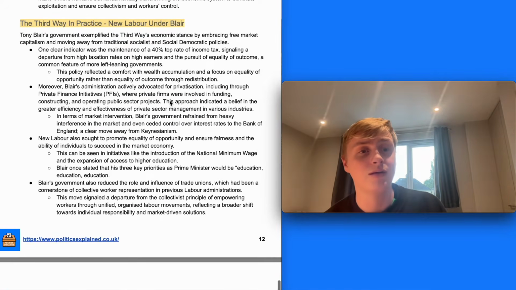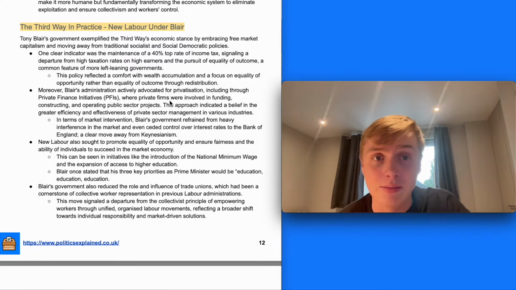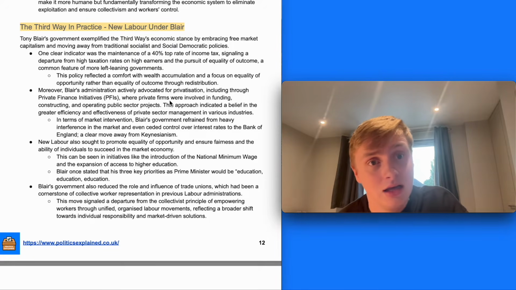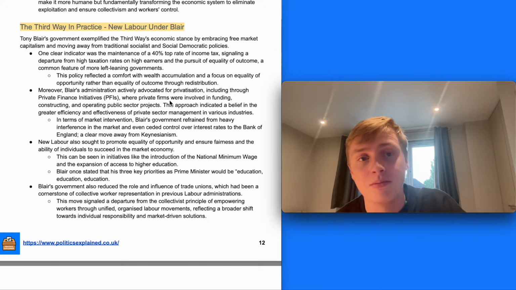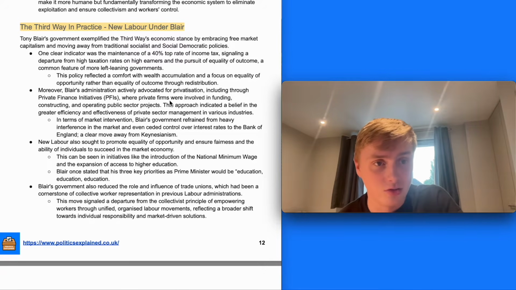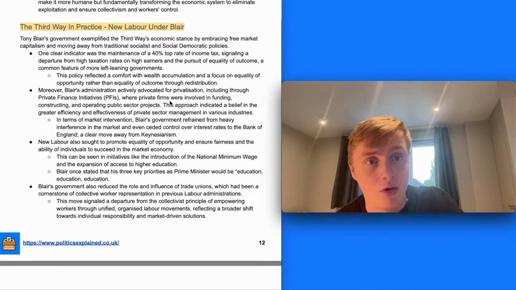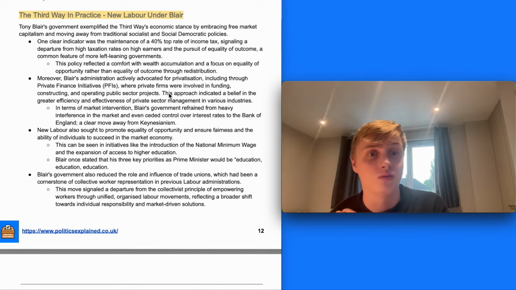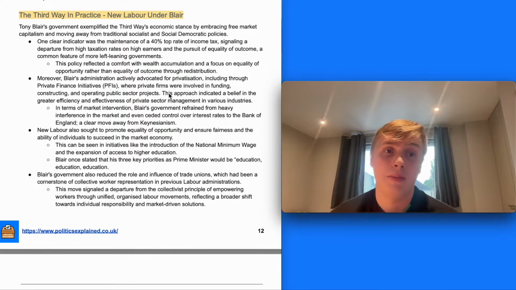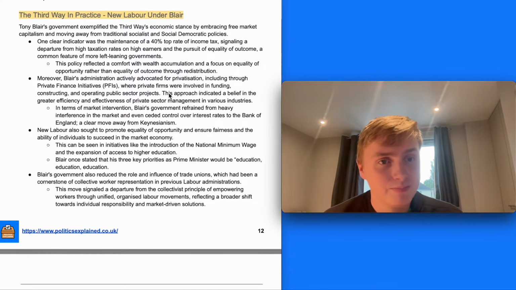In terms of the third way in practice, the key place to look is New Labour under Blair in particular, and you see an embrace of free market capitalism and a move away from traditional socialist and social democratic principles. So the maintenance of a 40% top rate of income tax is very different to the 83% under social democracy. It's a real departure from redistributing wealth and high taxation on the rich to pursue equality of outcome. So they're very comfortable ultimately with wealth accumulation, as we'll look at later in the video.